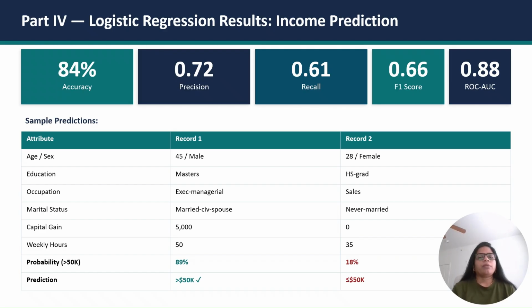Also, we did some sample predictions using the test data. If you see record one, the prediction of the model is greater than 50K salary, and record 2 is less than 50K salary. So according to the accuracy chart, the prediction of the sample records is 84% accurate.